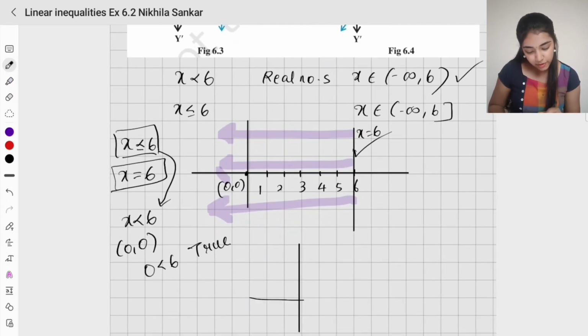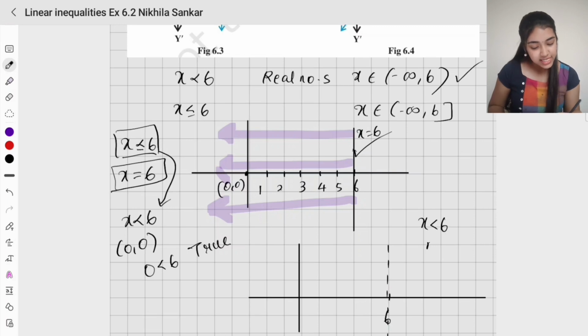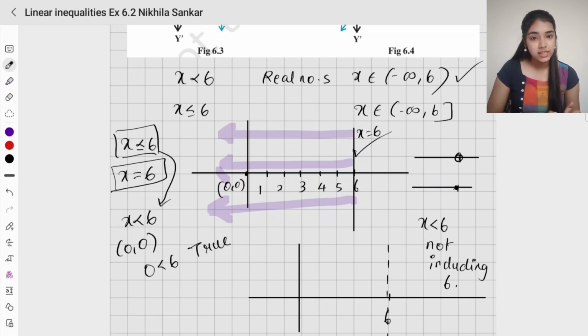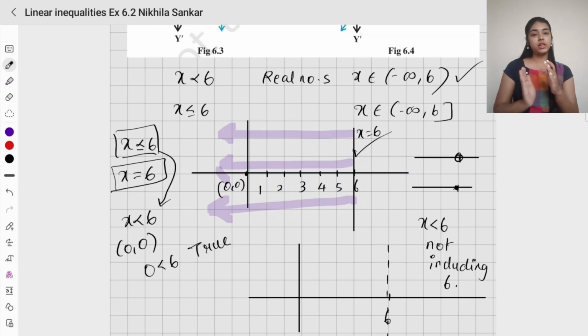If this is my graph, x-axis, y-axis, and this is my point 6, I am going to draw a dotted line. So if we draw a dotted line like this, it means x is less than 6 and not including 6. If you are not including something, you have to put a dotted line. Okay? Not including 6. How did we draw the number line? If the number is not included, we put a hollow circle. If the number is included, we put a shaded circle. Correct? This is the way of representing whether it is included or not included.